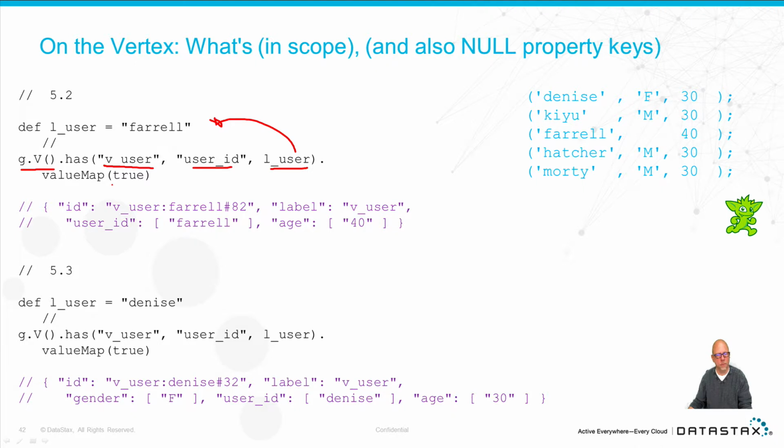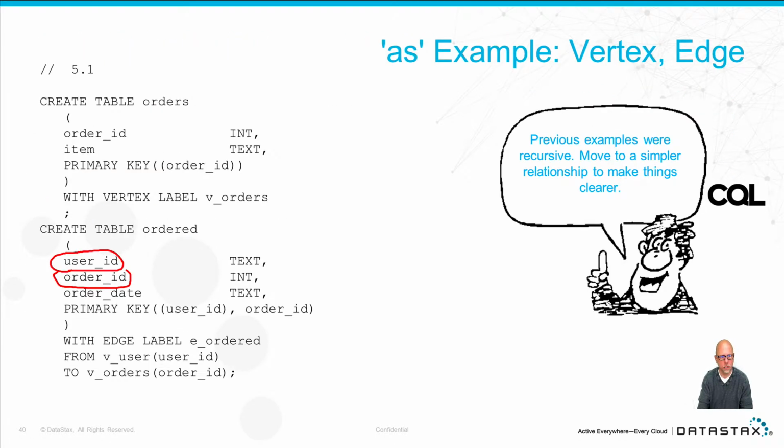And valueMap(true). valueMap(true) is a good debugging thing. It'll show you not only the ID and the label, the 2 meta columns, but it'll show you every column in the vertex or the edge. Depends on what you're querying. So if I report every column from this vertex, I see the ID and I see the label. Those are 2 meta columns. And I see user ID and I see age, but I do not see gender. And the reason is Farrell was added without a gender.